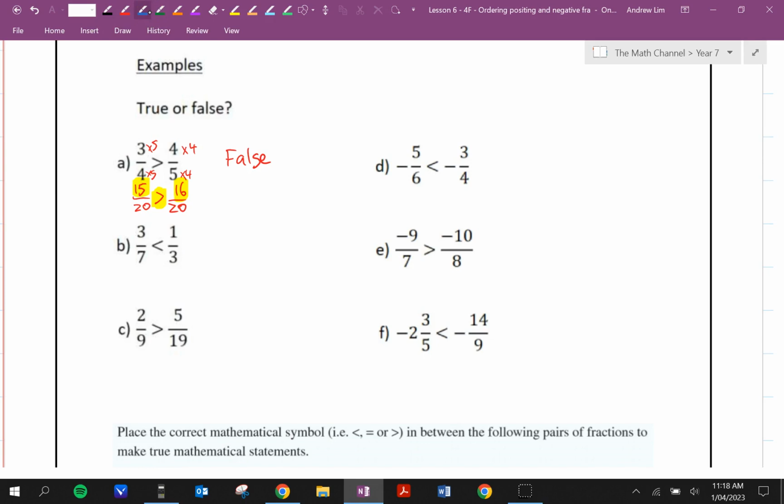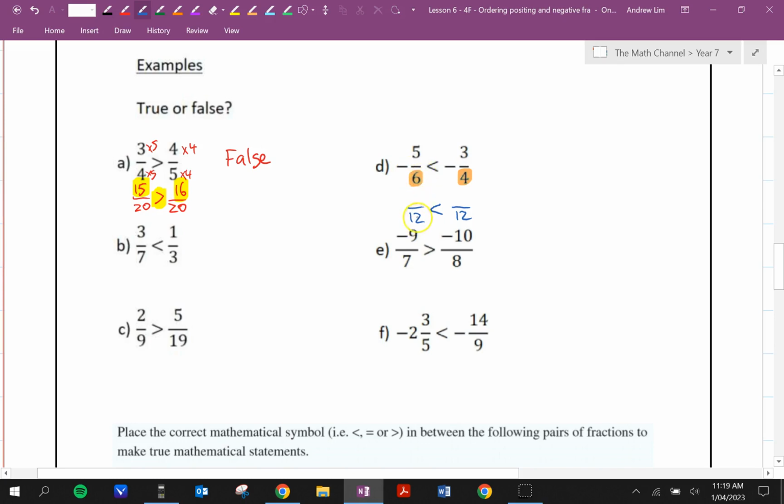Let's do one more. I'll do question D, and then you can have a go at B, C, E, and F. So question D, we've got -5/6 is less than -3/4. We can see here that they do not have the same denominator. So we need them to be the same so we can compare them easily. So what is the lowest common denominator going to be? Well, 6 times 4 is 24. But if we divide by 2, because that's the highest common factor, technically it's 12. So we're going to put them over 12.